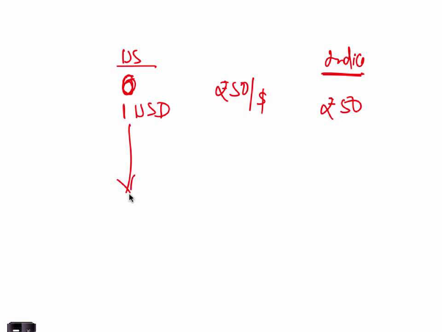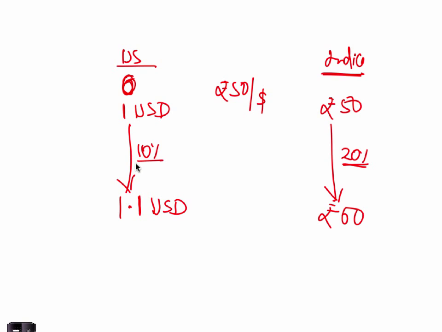Now what if after 1 year this particular commodity in US becomes USD 1.1 and in rupee it becomes rupees 60? That means the rupee price has increased by 20%, which is the inflation rate, and the US price has increased by 10%, which is the inflation rate. In order to ensure that the rates are the same in both the countries, now the new exchange rate would be 60 divided by 1.1. That means the rupee is depreciating.